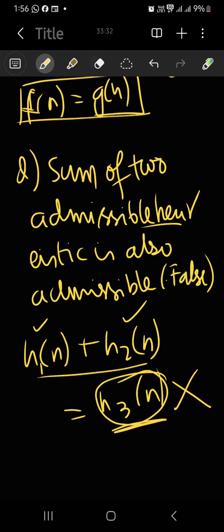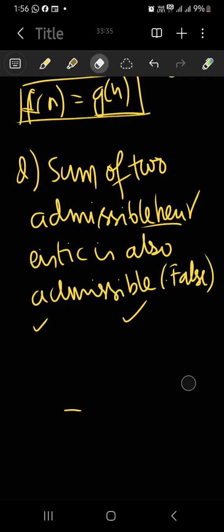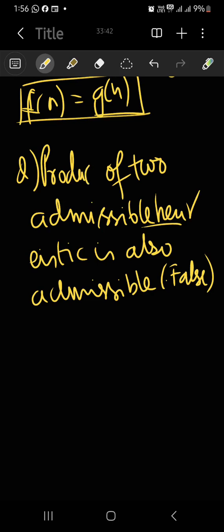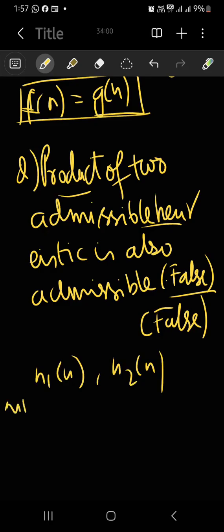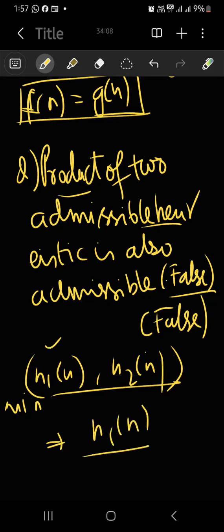If I say, instead of sum, I just do the product, the product of two admissible heuristics is also admissible, the answer will remain the same. It is false only. But let's say there are two admissible heuristics, h1(n) and h2(n), and I find the minimum of these two. Let's say h1 is smaller, then I will get h1(n), and that is admissible.